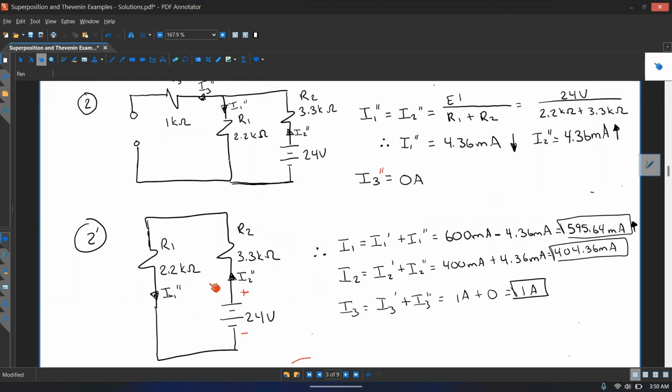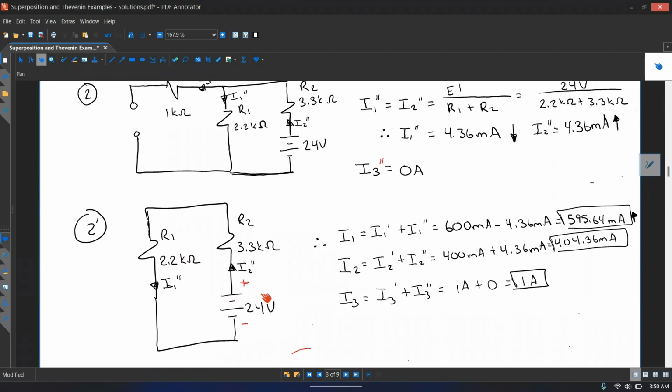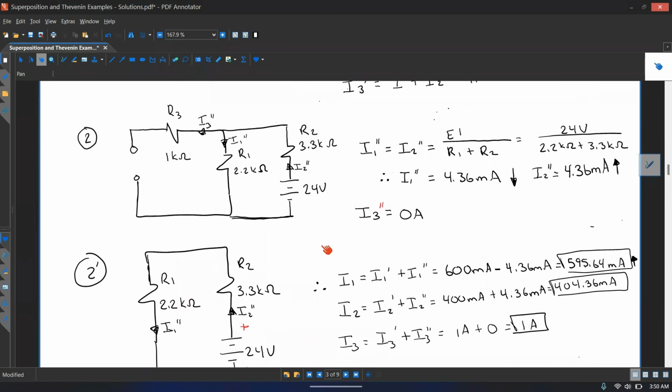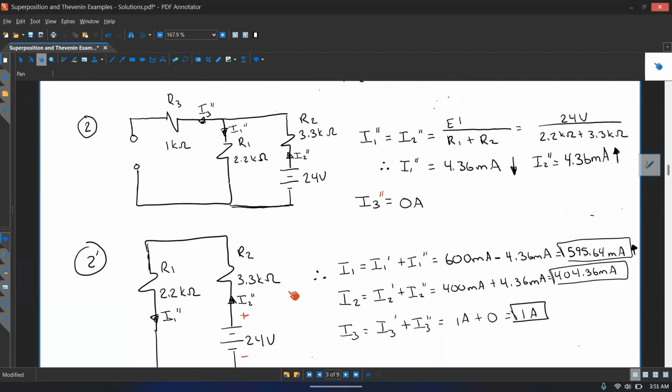So as you can see, we have a voltage source that's in parallel with two resistors, R1 and R2, in series. And so we can just do Ohm's law. And because these two resistors are in series, they're going to share the same current, right? So really what we're calculating is the total current. So I've said I1 double prime is equal to I2 double prime, which is equal to your 24 volts divided by your R1 plus your R2.